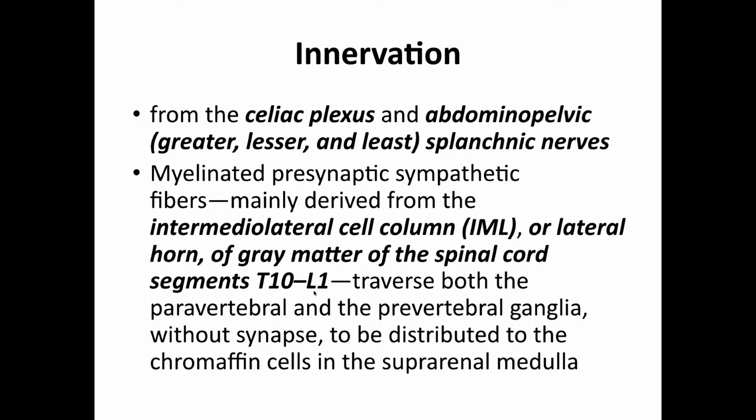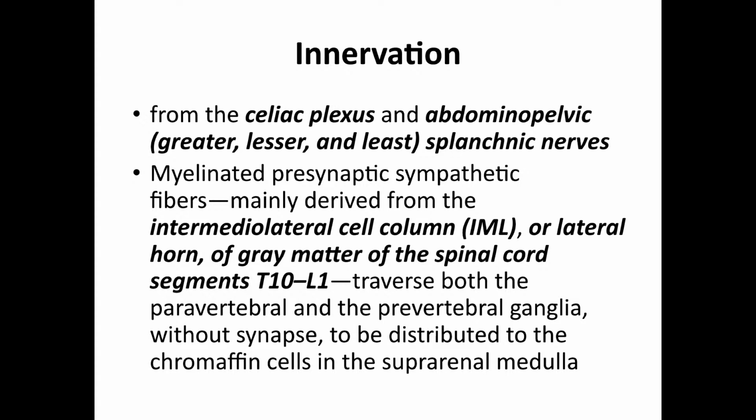Now talking about the innervation: from the celiac plexus and abdominopelvic splanchnic nerves, our suprarenal gland is innervated, and the abdominopelvic nerves include the greater, lesser, and least splanchnic nerves, and they combine and give us abdominopelvic innervation.